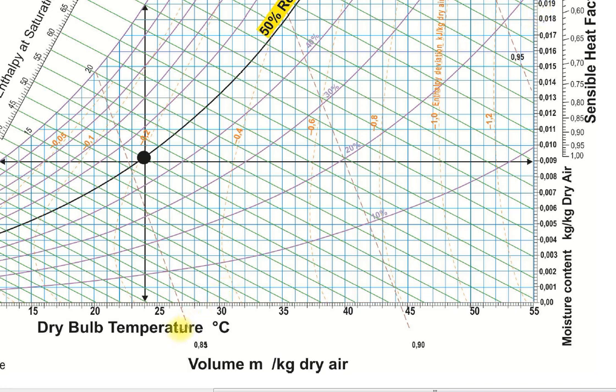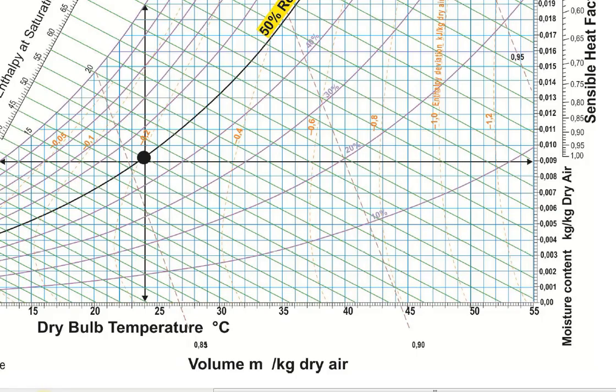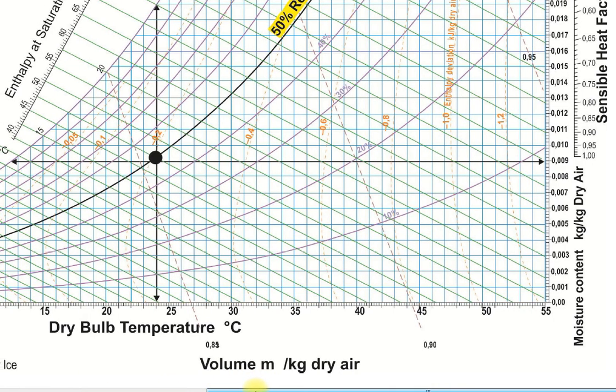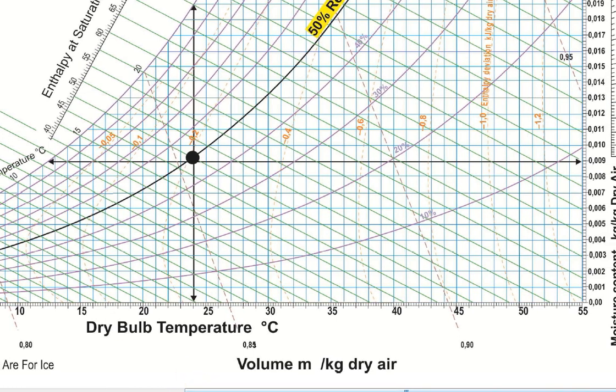And now what is the other value? It is 10 degrees centigrade and 100% RH. So we will mark this point on the chart and see W here. This is 10 degrees centigrade and 100% RH. Now we will move here. Let me shift it a little bit. Now we will move along this line, and it is approximately 0.0075. So we have got both the values.